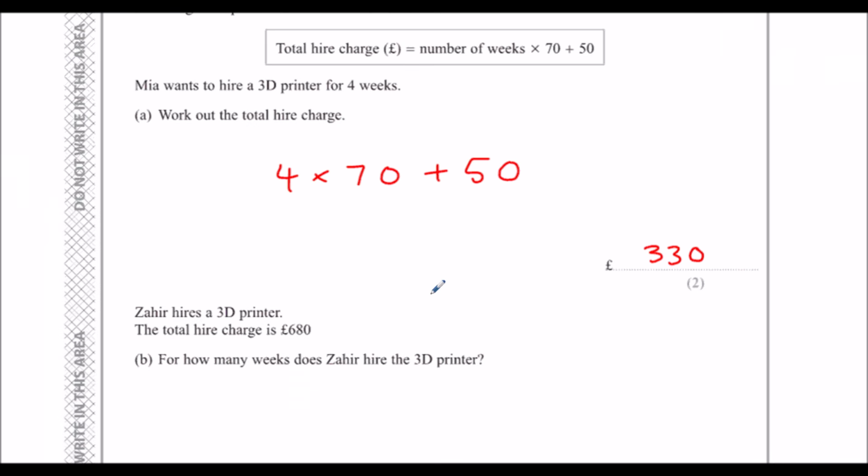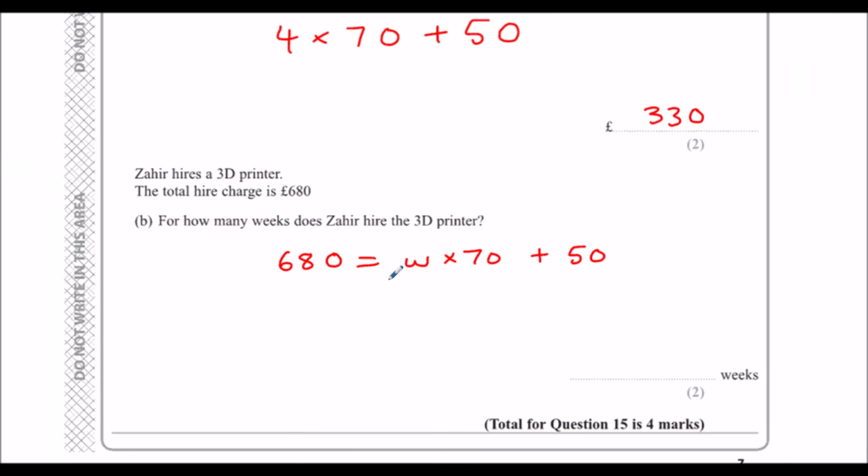Zahir hires a 3D printer. The total hire charge is 680. So it's 680 equals the number of weeks times 70 plus 50. How many weeks does he hire it for? So we've got 70 times the number of weeks plus 50 equals 680. So how many weeks is going to make this equal 680?